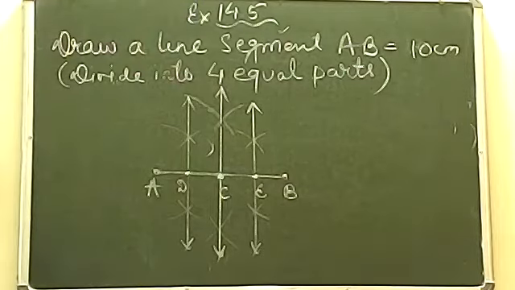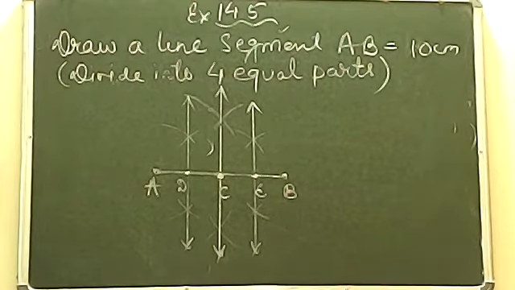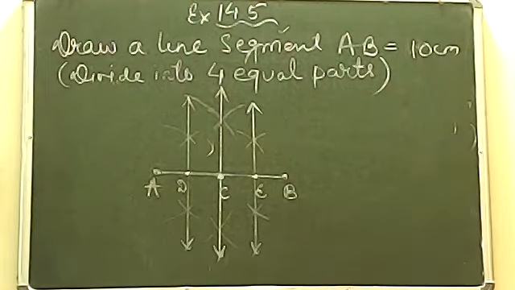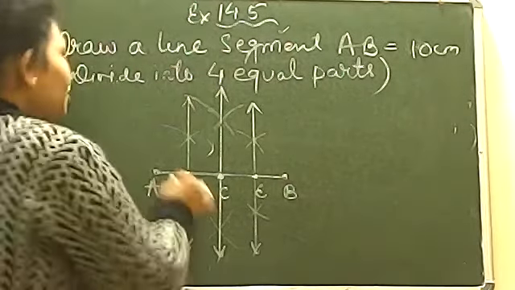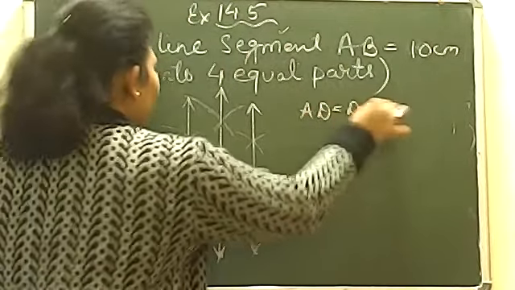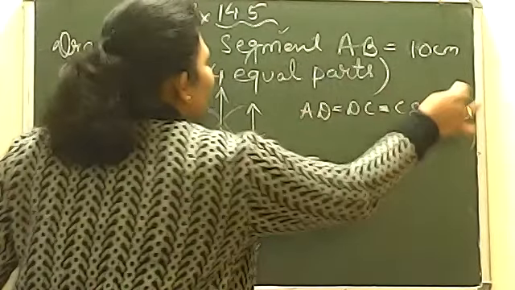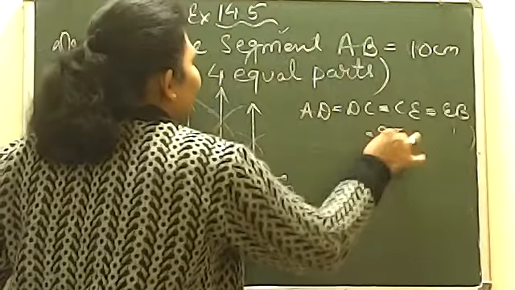Now students, may I know from you all that if we divide 10 centimeter into 4 equal parts, what should be the measurement of one part? Very good, Sanat. It should be 2.5. Absolutely correct. So in your line segment, AD should be equal to DC, should be equal to CE, and should be equal to EB. All of these should be equal, should be 2.5 centimeter.